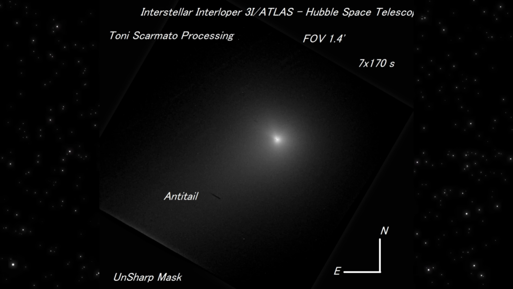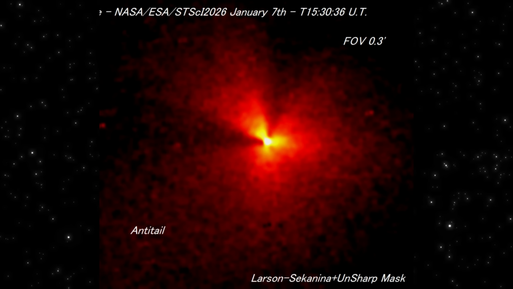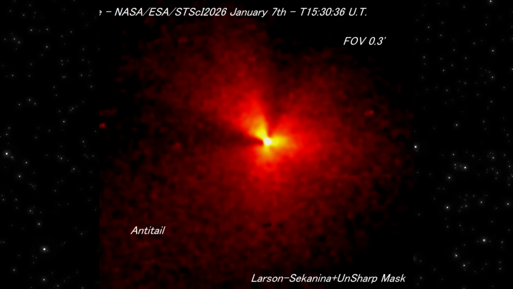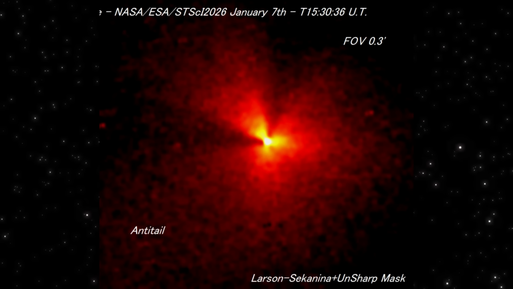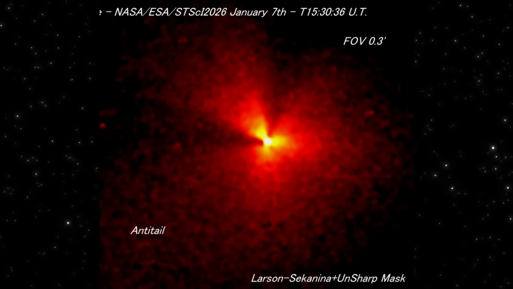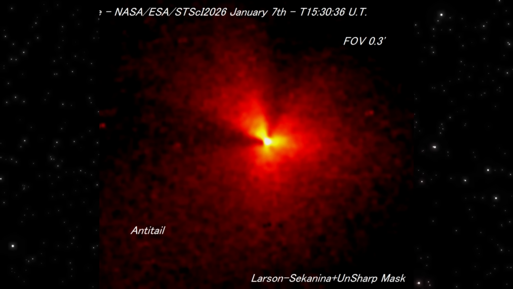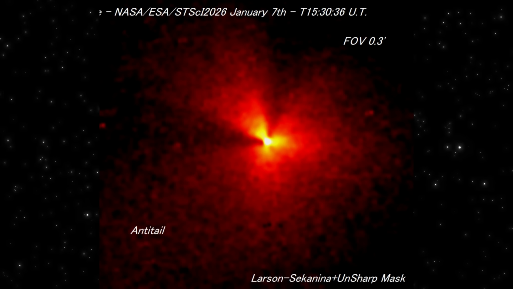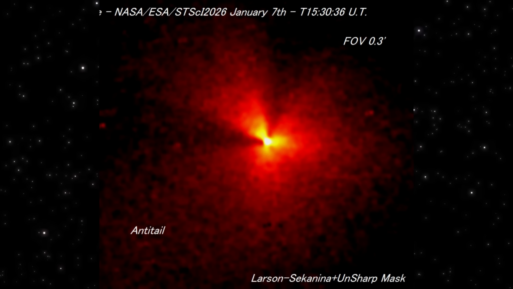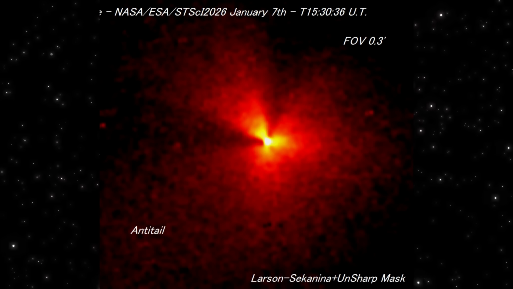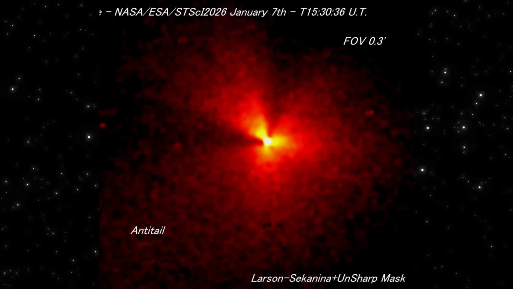Now let's move to the right panel. This is a tighter zoom of the inner coma, about 0.3 arc-minutes. It uses a Larson Sekanina filter combined with Unsharp masking. This technique is designed specifically to study comets. It works by subtracting a slightly rotated version of the image from itself. That removes the smooth, symmetric coma and highlights anything that is not symmetric. And this is where things get interesting.